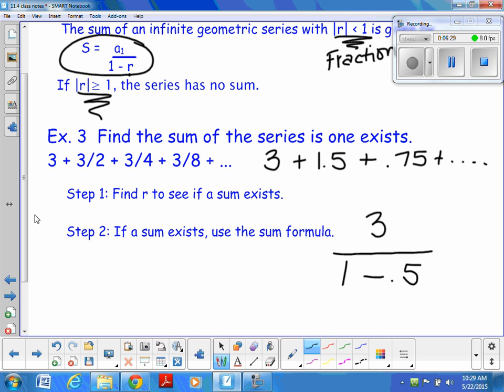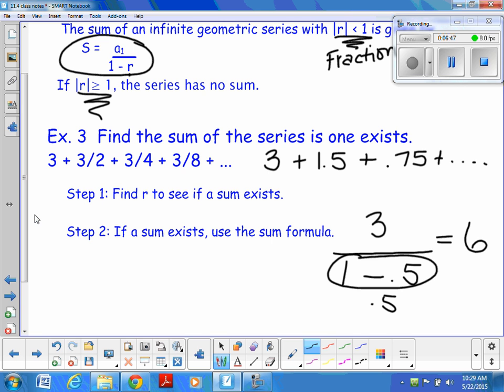What should you do first? You should probably do 1 minus 1/2. What's 1 minus 1/2? 1/2, right? Then take 3 divided by 0.5. What's 3 divided by 0.5? 6. Done.